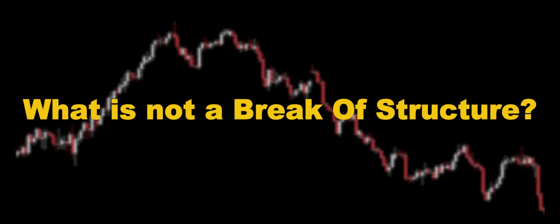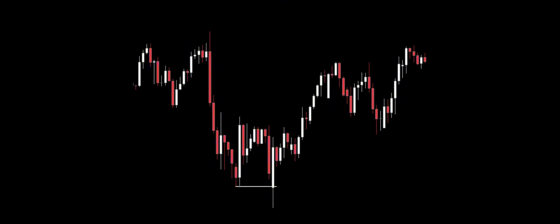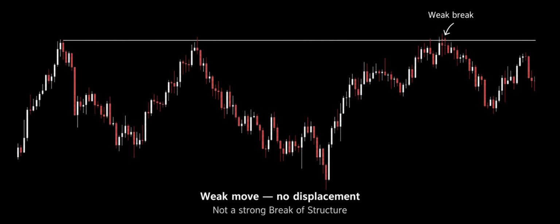So what is not a break of structure? A tiny wick above a high is not automatically a break of structure. A tiny wick below a low is not automatically a break of structure. A break of a random small internal level is not automatically a major break of structure. A weak move with no displacement is not a strong break of structure. And a level that instantly rejects can be a liquidity sweep, not a true structure break.